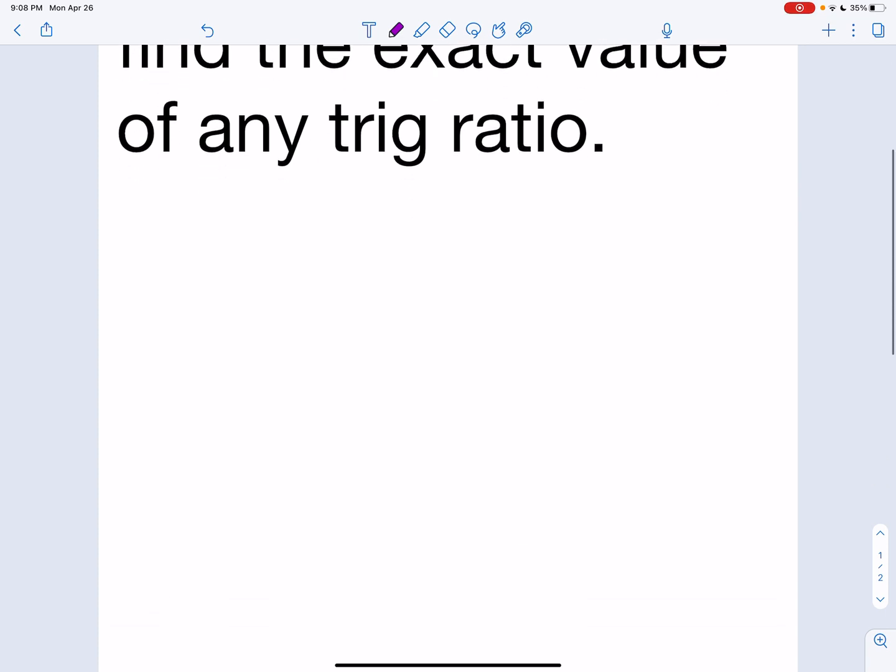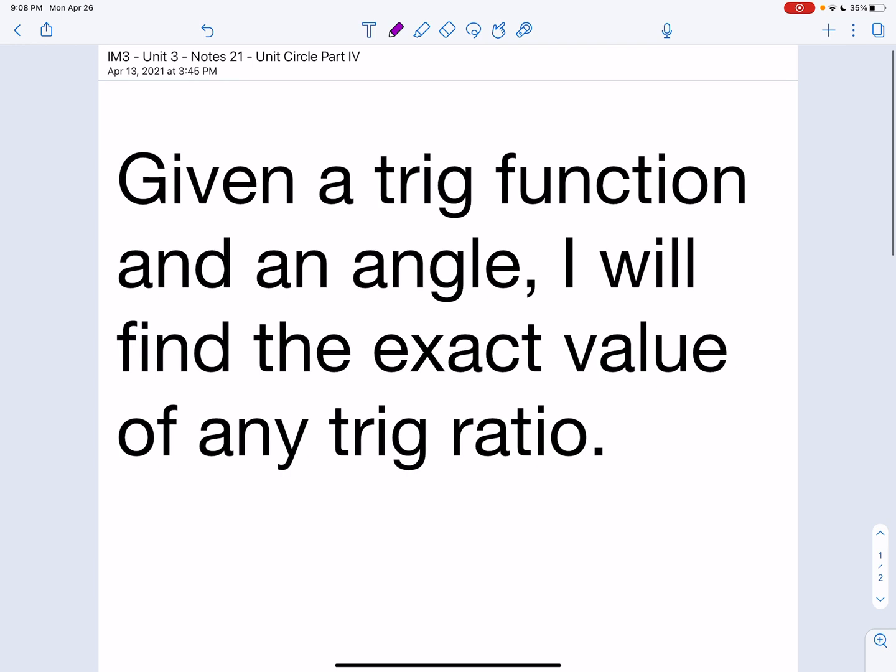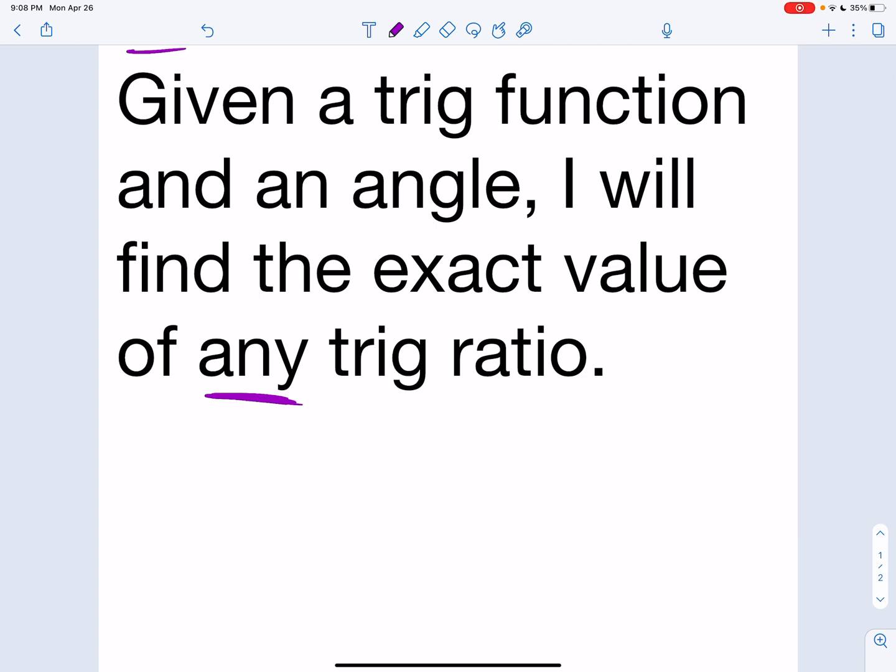Okay. So here we go. Here's our FLT. Go ahead and press play whenever you're ready. So we're going to focus on evaluating any type of trig ratio. So this opens it up to all 6 trig functions, okay? So we'll kind of revisit that as we go. But here we go.